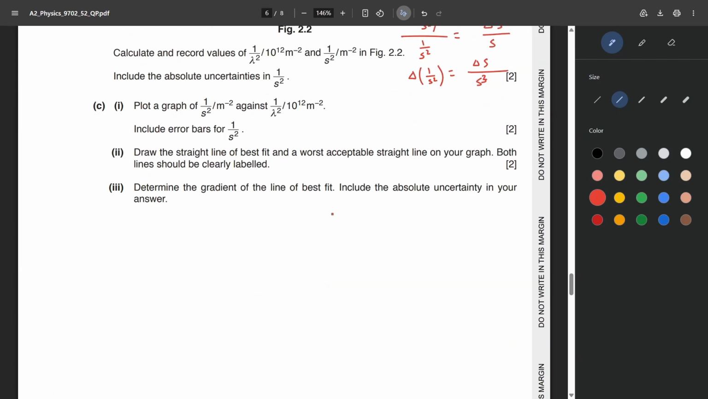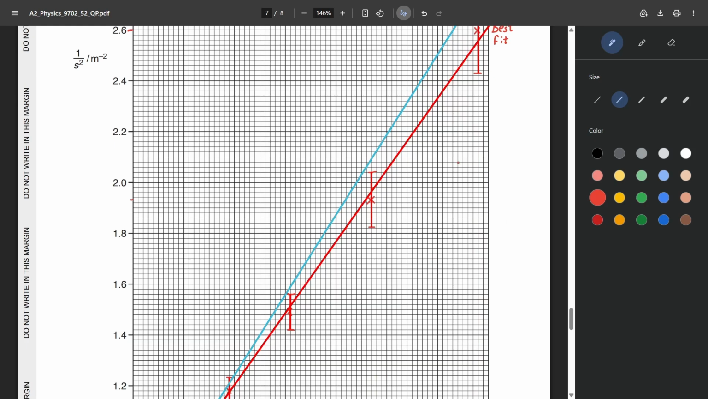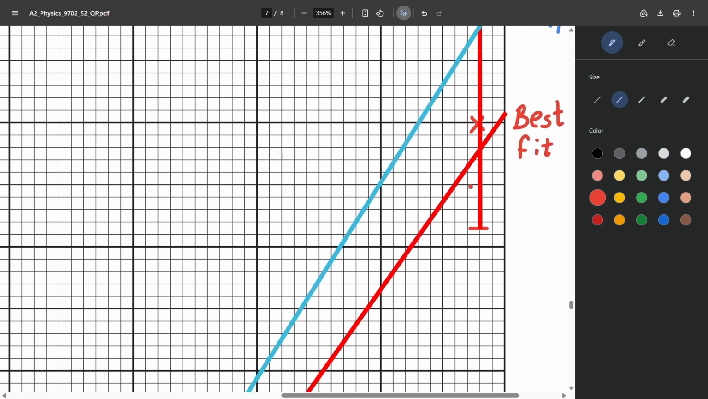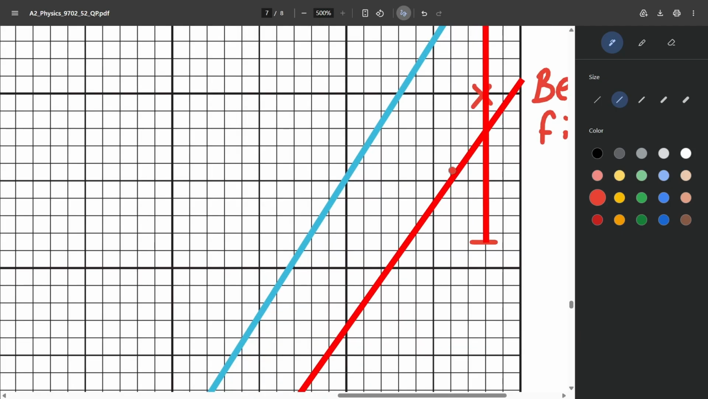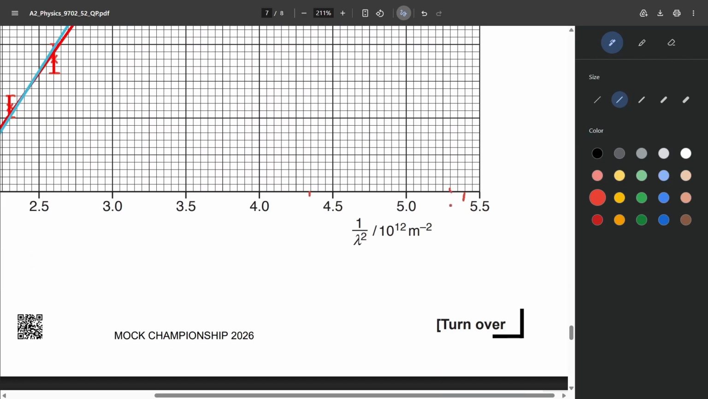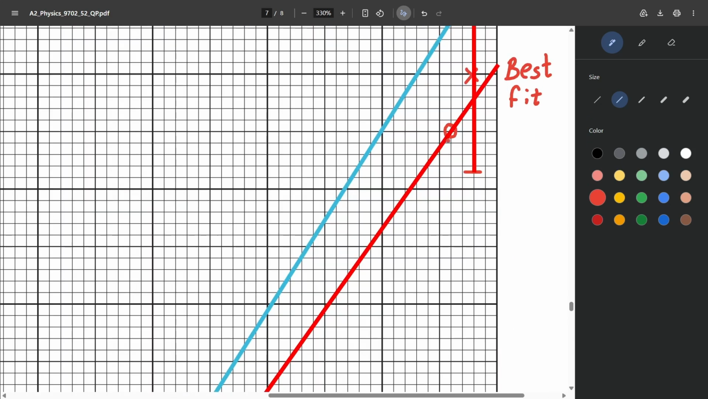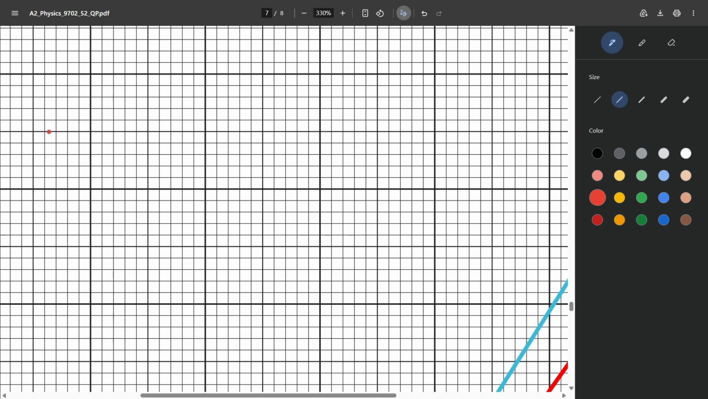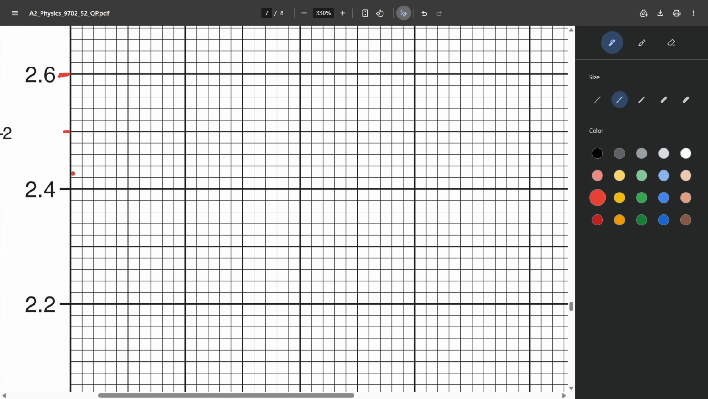Now, we need to find the gradient of the best fit line. To find the gradient, let's select 2 points from the line. This point right here aligns perfectly with one of the plots. The x-axis value here would be 5.3, and the value on the y-axis would be 2.4, and 2.5.